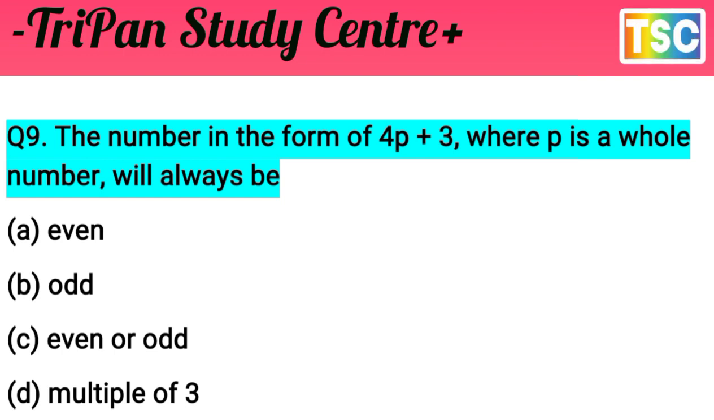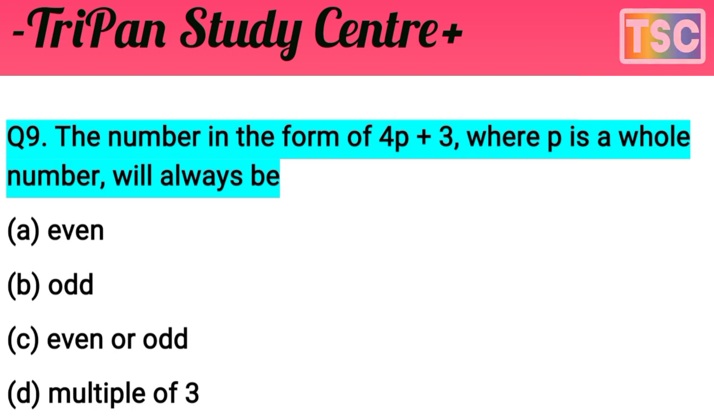The next question is important. The number is of the form 4p plus 3, where p is a whole number. Will it always be: option A even, option B odd, option C even or odd, and D multiple of 3. That's important. But first of all, check your knowledge for the MCQ. I give you a few seconds. You must have a thought of your answer.